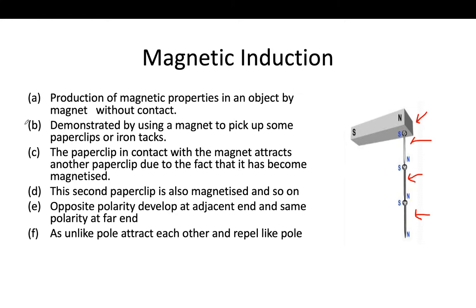Opposite polarity develops at adjacent ends and same polarity at far ends, as unlike poles attract each other and like poles repel each other. So the ending point of one nail, you can say, is one pole, and the joining point of another nail is a separate or opposite pole, because they are attracting each other.